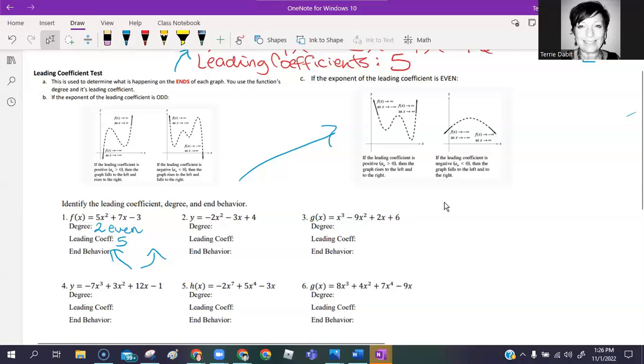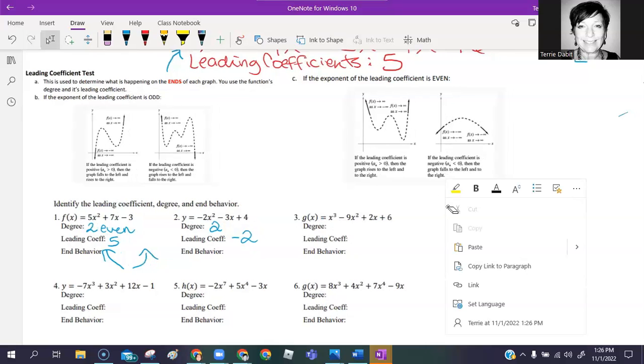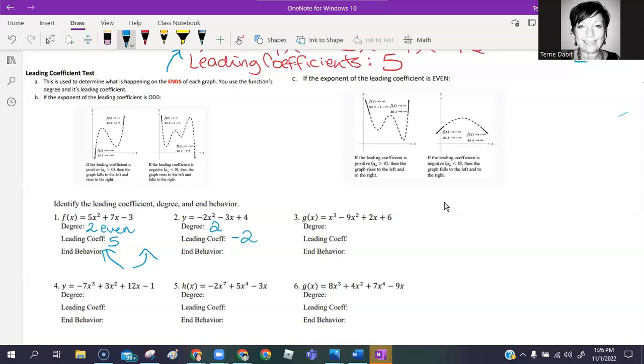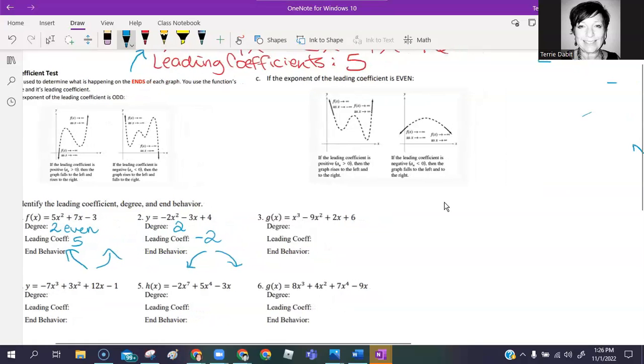Number 2, we have a degree of 2. The leading coefficient is -2. So I've got to go up here and figure out where am I supposed to go. I have an exponent that is even, and my leading coefficient is negative. So therefore, it's going to fall on the left and fall on the right. And I got that from up here.